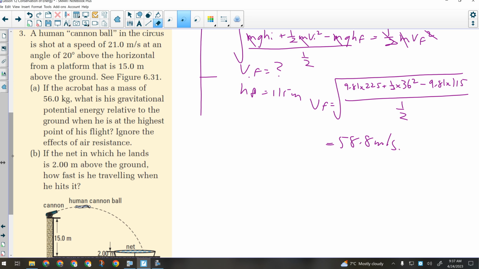Okay? So there's two parts here. Find the potential energy here and the speed at which he'll land when he hits the net, which is still 2 meters above the ground. That part's probably the easier of the two. You don't have to do any projectile stuff to do that part. You do have to do a little bit of projectile stuff to do part A. If you get stuck on part A, do part B, come back to part A.